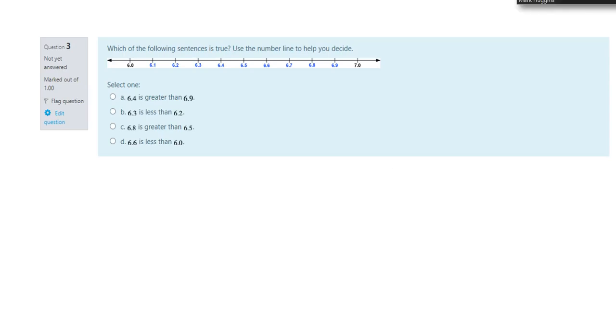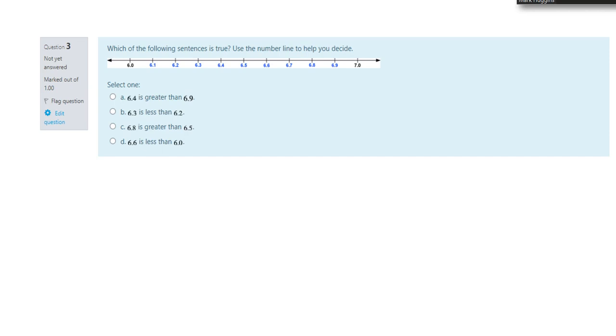Okay, so what we have here is a number line. It says, which of these following sentences is true? One thing I found is a lot of people will see a number line and they don't know what to do with it. But it's just like a ruler. Every tick represents a certain amount, and sometimes there'll be numbers there, sometimes not, and we can figure out how big they are in between just by dividing them up. So this goes from 6.0 to 7.0, and only one of these statements is going to be true.